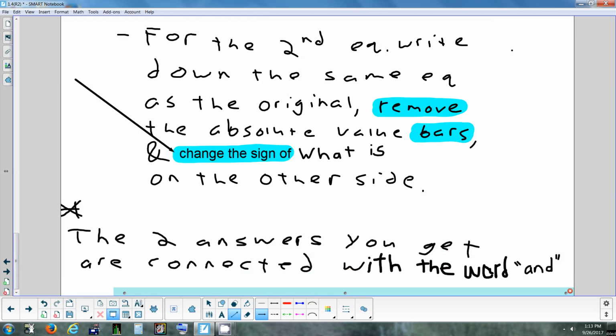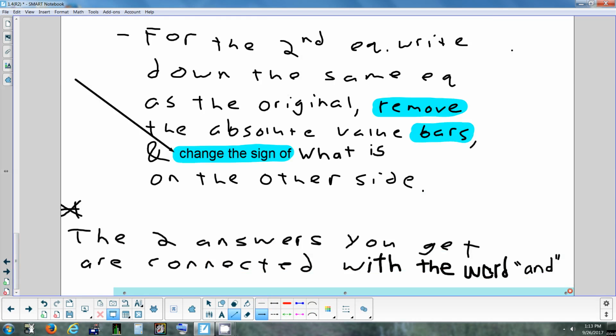The two answers you get are connected with the word and. So x equals 5 and 2, or negative 1 and 7, whatever. Just make sure you put the word and.